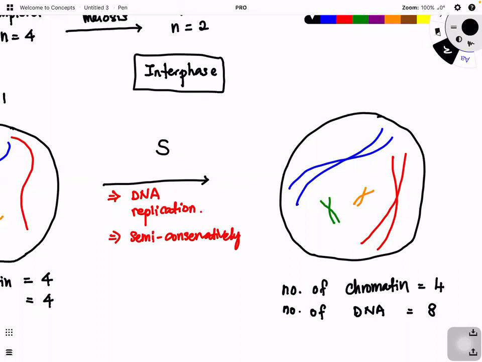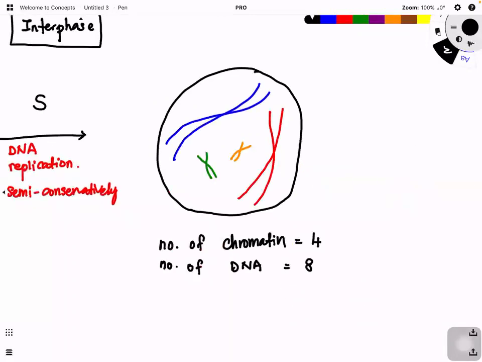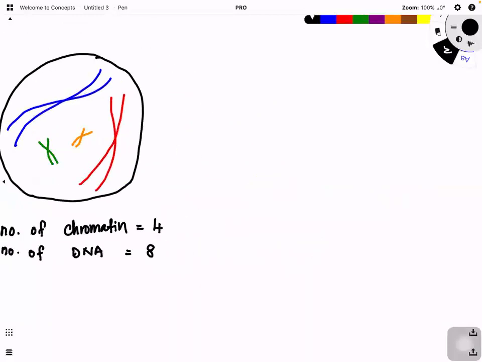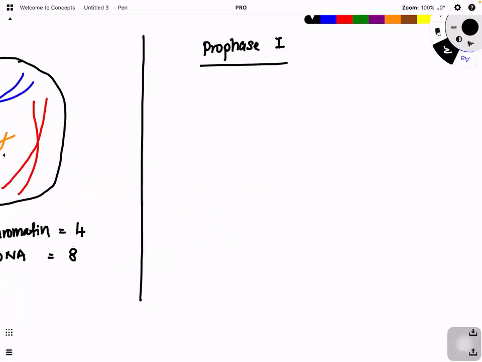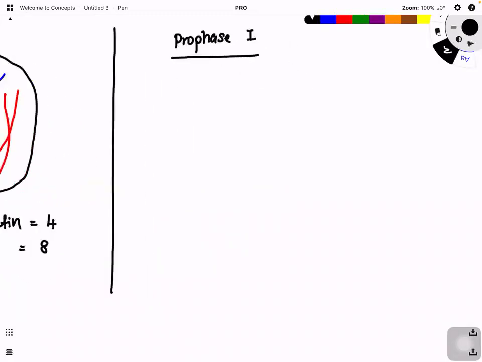So once everything is ready, the cells are going to proceed into meiosis, which is prophase 1. So now let us look at prophase 1, of meiosis 1. Prophase 1 is actually quite busy. A lot of things actually happen during prophase 1. So first thing we're going to look at is the behavior of the chromosome.